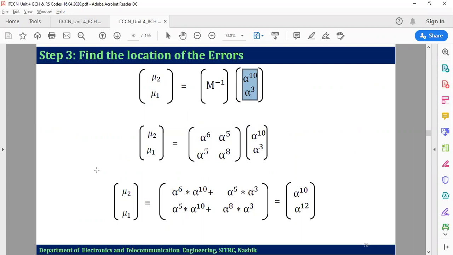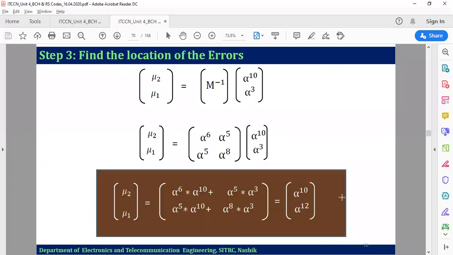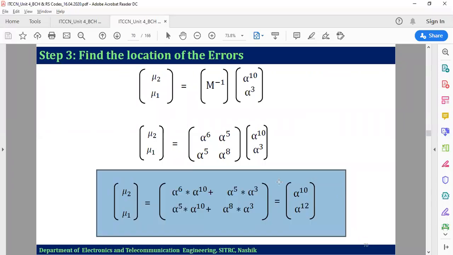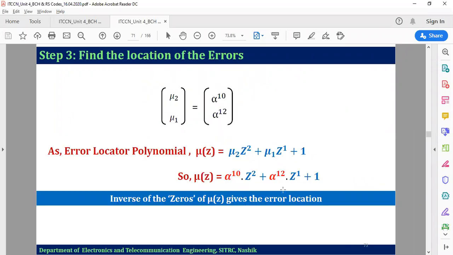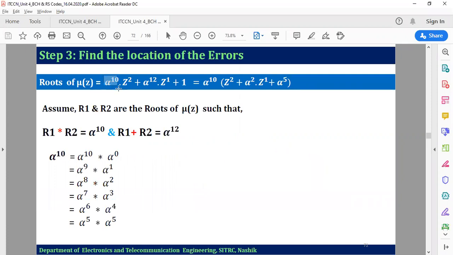So if you solve this example, you will get mu2 and mu1 as alpha 10 and alpha 12 for the example which I have given for your homework. Then replacing those values, alpha 10 and alpha 12, into the mu z, you will get this mu z of degree 2. And then the regular procedure: this alpha 10 is the multiplication of the roots of this mu z, and this alpha 12 is the addition of those roots.